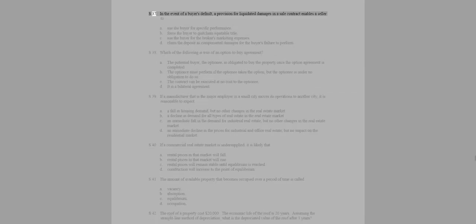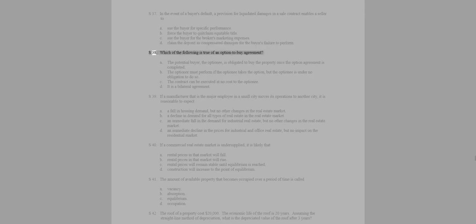S37. In the event of a buyer's default, a provision for liquidated damages in a sale contract enables a seller to: A. Sue the buyer for specific performance. B. Force the buyer to quitclaim equitable title. C. Sue the buyer for the broker's marketing expenses. D. Claim the deposit as compensated damages for the buyer's failure to perform.